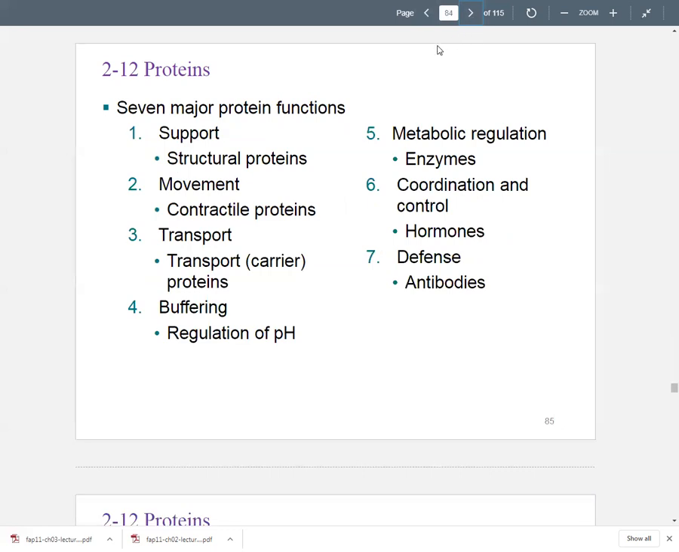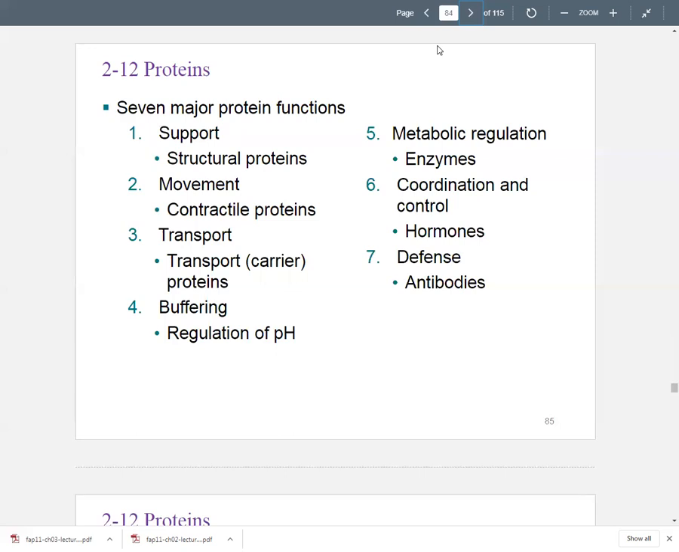Okay, pretty important slide here. So what do proteins do? I could see a fill in the blank question asking you, what are 2 or 3 functions of proteins? And they're right here. This is something you need to make sure you know.